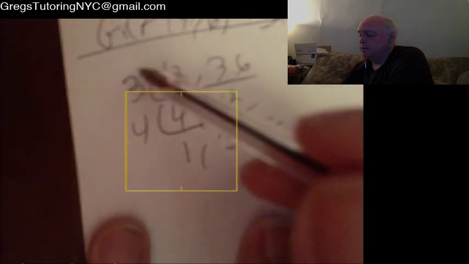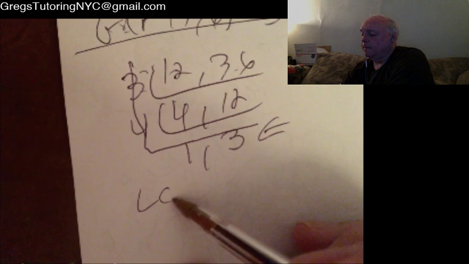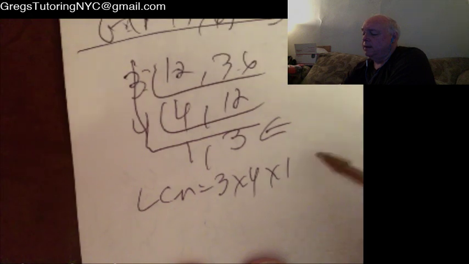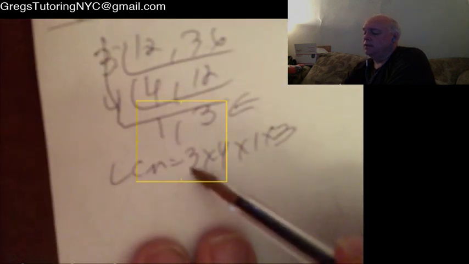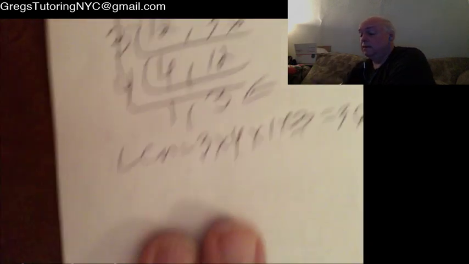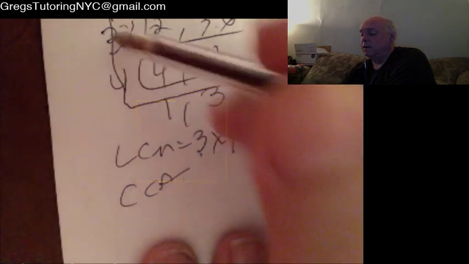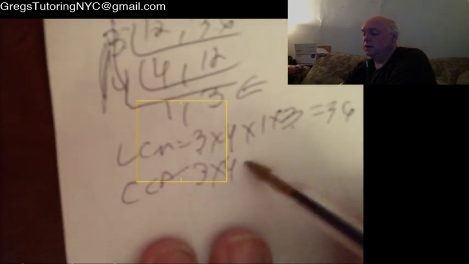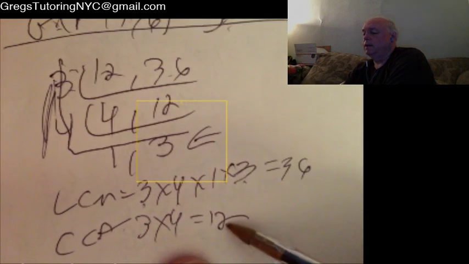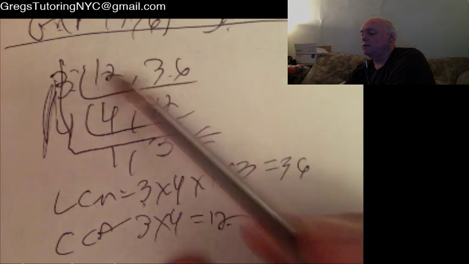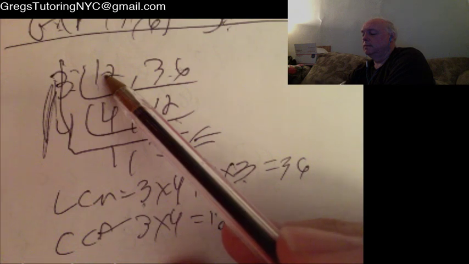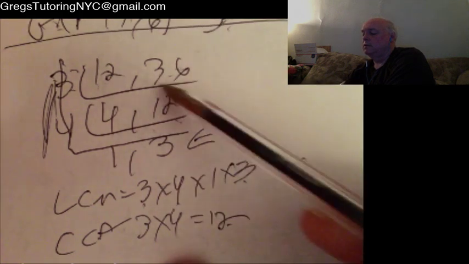So my LCM is going to be this: 3 times 4 times 1, so we don't really need that, times 3. So 3 times 4 is 12, times 3, we get 36. Okay? The GCF is just this part. So it's 3 times 4, and that's equal to 12. And think it through: what's the greatest common factor here? The GCF of 12 and 36 is 12. And the least common multiple turns out to be the larger number.